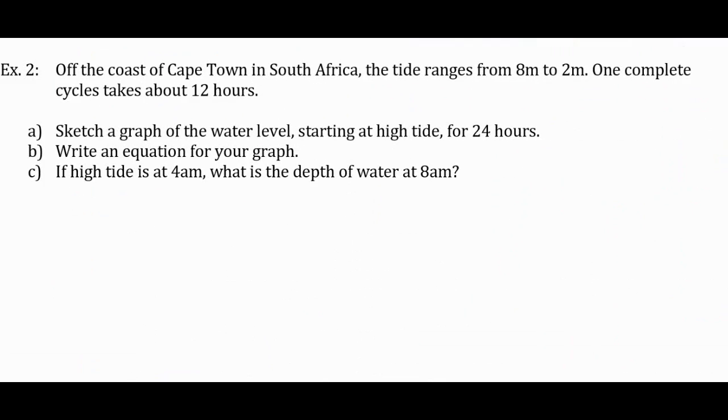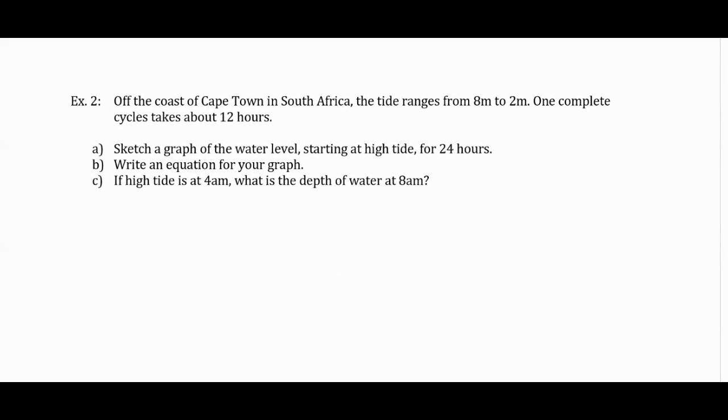All right, let's try one more. This is very similar to one we did yesterday. Off the coast of Cape Town in South Africa, the tide ranges from 8 meters to 2 meters. The other question gave us diameter. This one gives us the max and the min. So slightly different, the information that they give us. One complete cycle takes about 12 hours. That makes it nice and easy. Sketch a graph of water level starting at high tide for 24 hours. So because it gives us those exact values, this should be pretty easy.